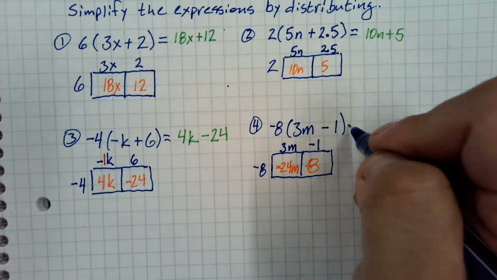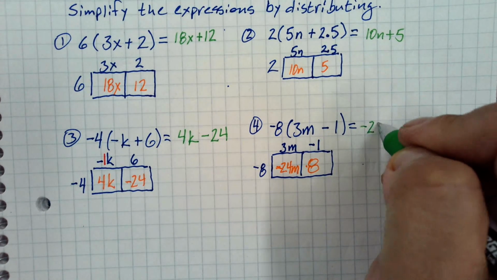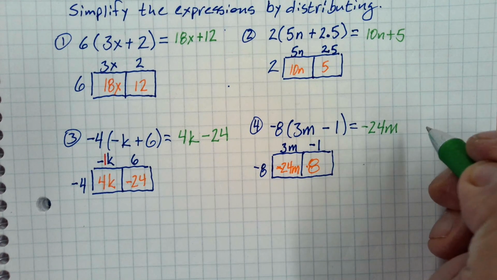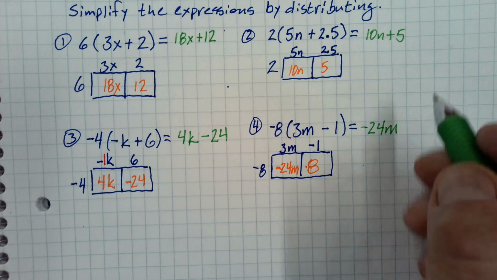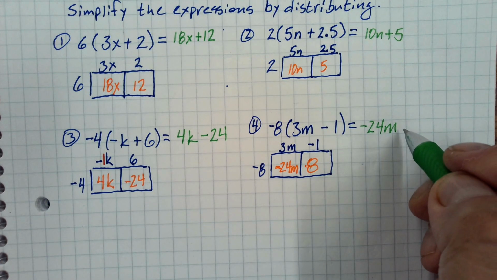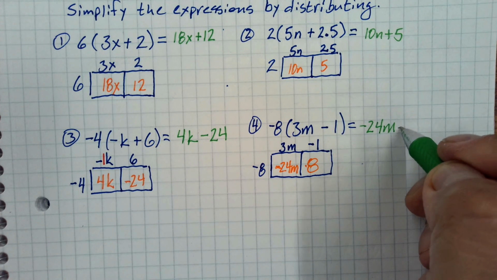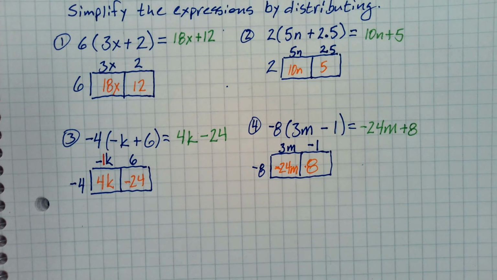So over here, negative 24m plus... Is it negative or positive 8? It's 8. So excuse the dot there. I realized I was making my 8 too big too late. Oh well. It's positive 8, right? So plus 8. Okay.